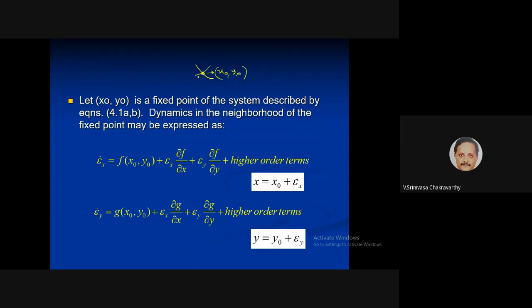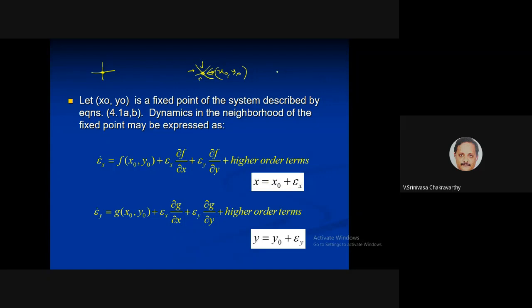Just like before, we had the origin and we studied dynamics around the origin. Now we don't have the origin, we have this fixed point. We want to study dynamics around this fixed point. What happens? Is it stable? Is it unstable? Will this flow go towards it, away from it? All those things. So you define this new variable epsilon x as this.